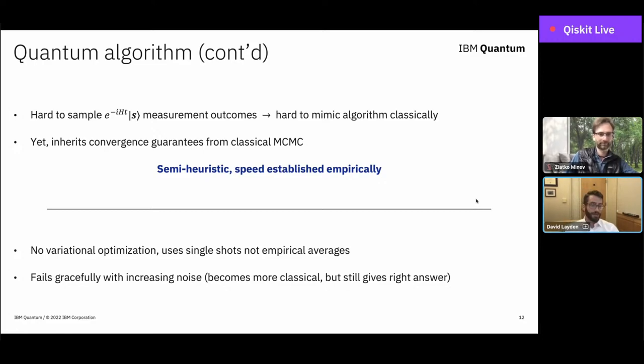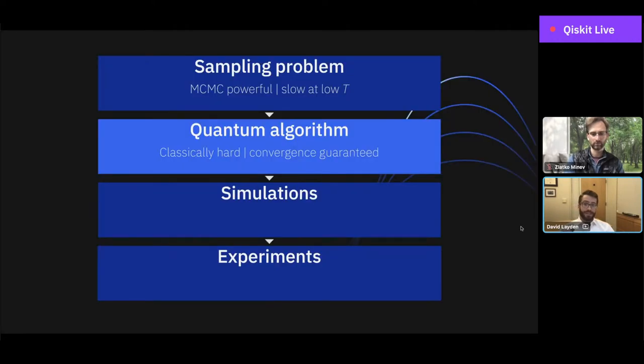Moreover, because the algorithm is fundamentally stochastic, we find it to be fairly robust to noise. In particular, it doesn't just fall apart under experimental noise, but it fails gracefully, in that it gradually slows down, it gradually becomes more classical, but it still converges to the right answer. So this now concludes the second part.